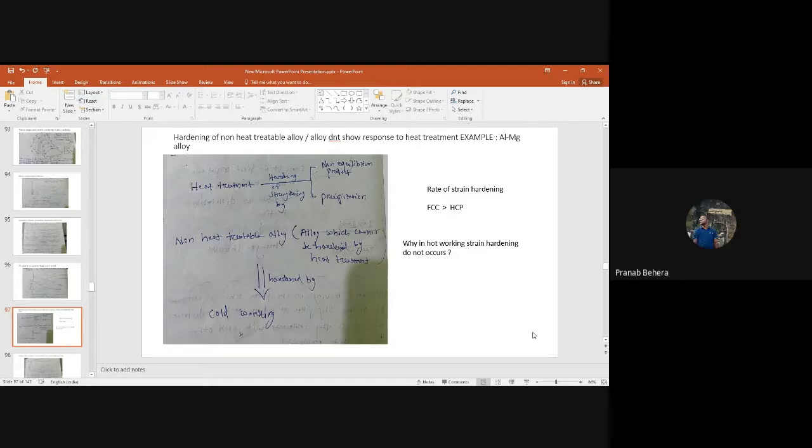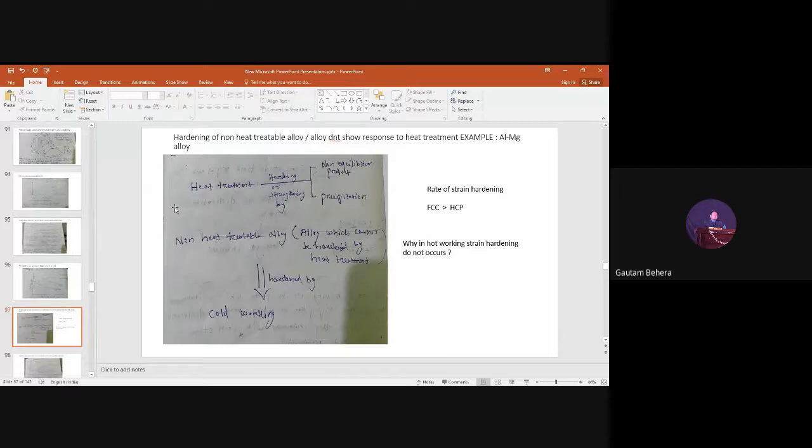Grain size. Very good. So basically, non-equilibrium transformation products are finer as compared to equilibrium products. And they are stronger and harder. Basically, the phases are stronger and harder as compared to the equilibrium products. Okay, very good. You have remembered that.